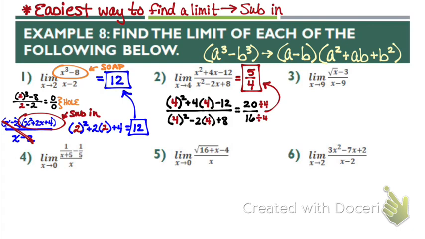Let's look at number 3. We get a 0 over 0 because I'm going to have the square root of 9 minus 3, so that's 0, over 9 minus 9, which is also 0, so this has a hole.